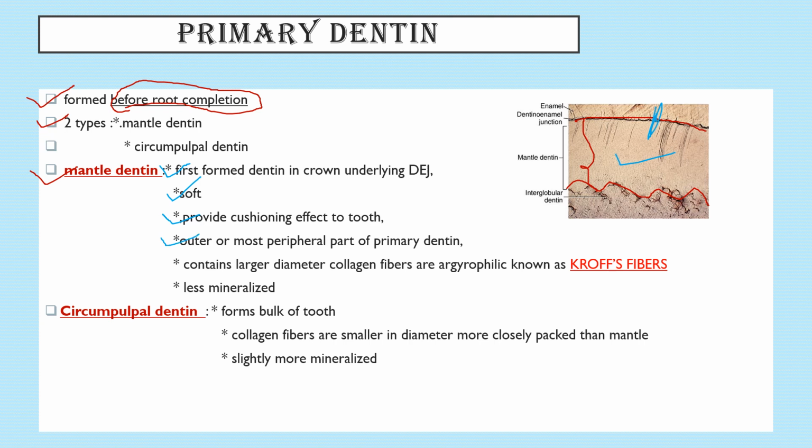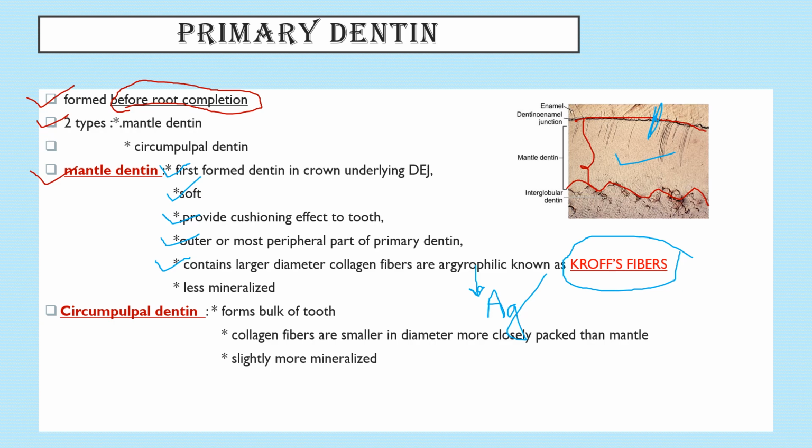It contains a larger diameter of collagen fibers which are argyrophilic and known as cross fibers. Remember this point, cross fibers are important. And what is argyrophilic? Argyrophilic means the fibers or the substance which is stained by silver, Ag. This is the symbol for silver.